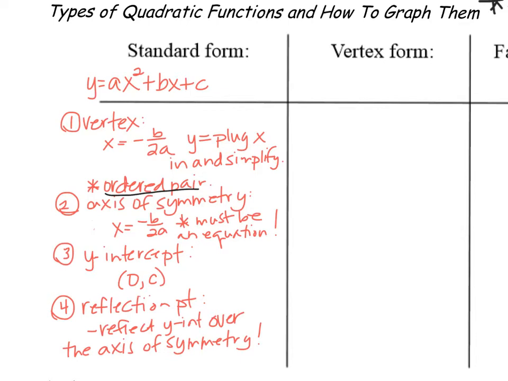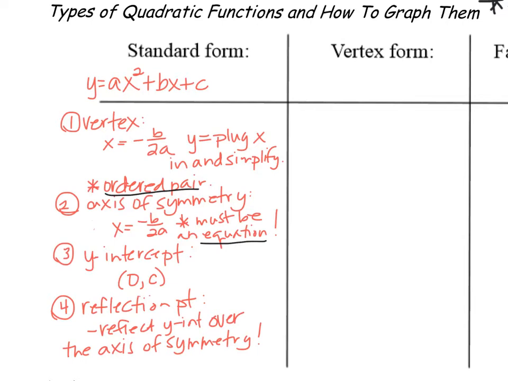Once you have that, the axis of symmetry is easy. It's the same as the x-coordinate of the vertex, so we use the same formula. X equals negative b over 2a. The key with an axis of symmetry is you have to write it as an equation, like x equals 1/2 or x equals negative 3. And then you draw a dashed vertical line right through the middle of your graph.